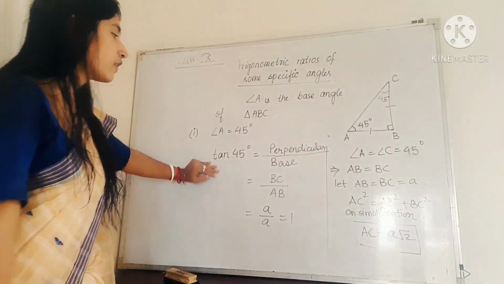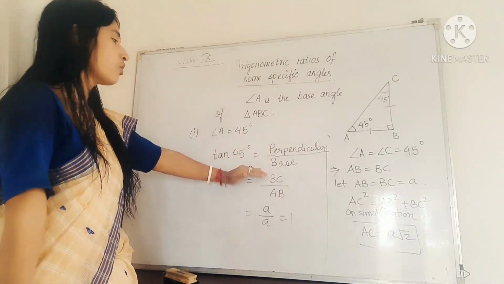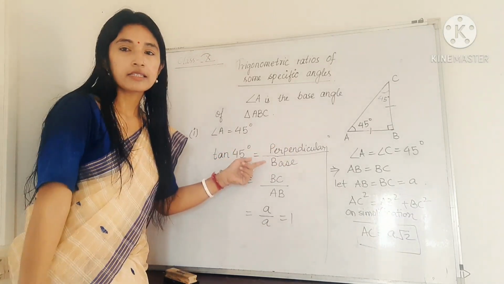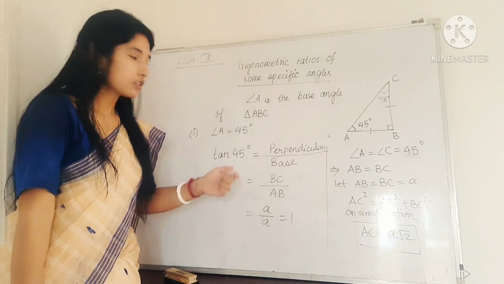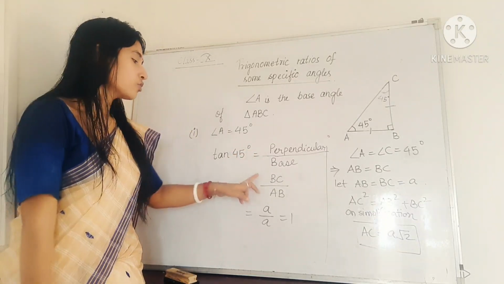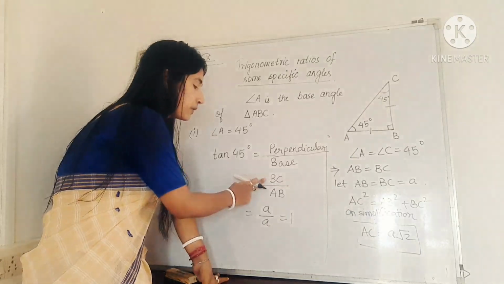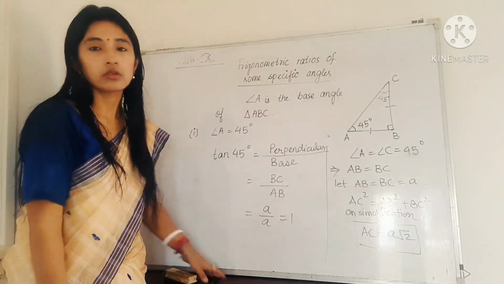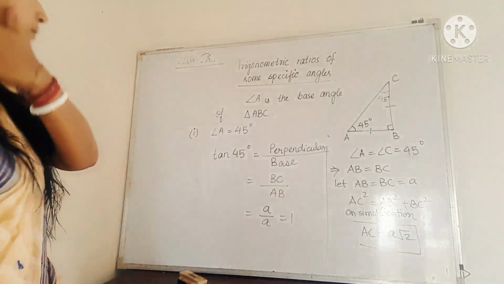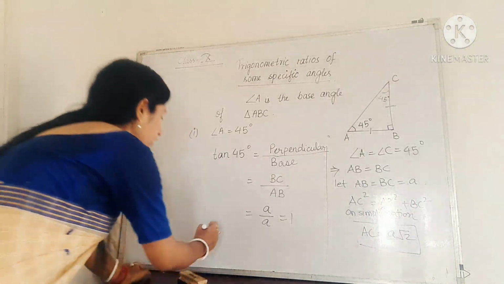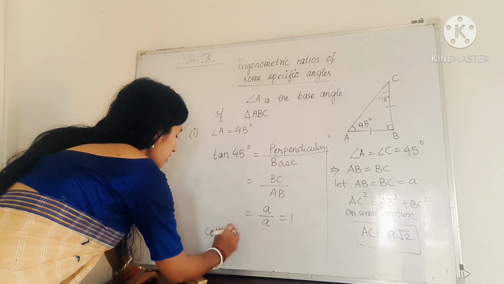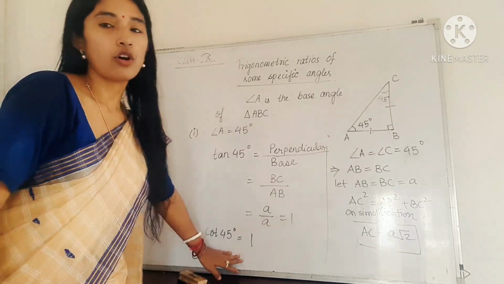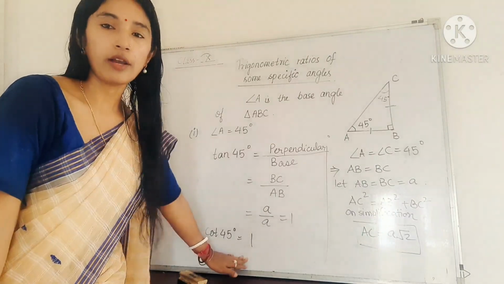So the last one is tan 45 degree, that will be perpendicular by base, or you can say the side opposite to angle 45 degree divided by the side adjacent to angle 45 degree. So the perpendicular is the length of BC and the base will be the length of AB. So A by A, that will be 1. So that means tan 45 degree is 1. So from here we can also find cot 45 degree. The value of cot 45 degree is the reciprocal of tan 45 degree, that will be the same. So we will get cot 45 degree is also equal to 1.